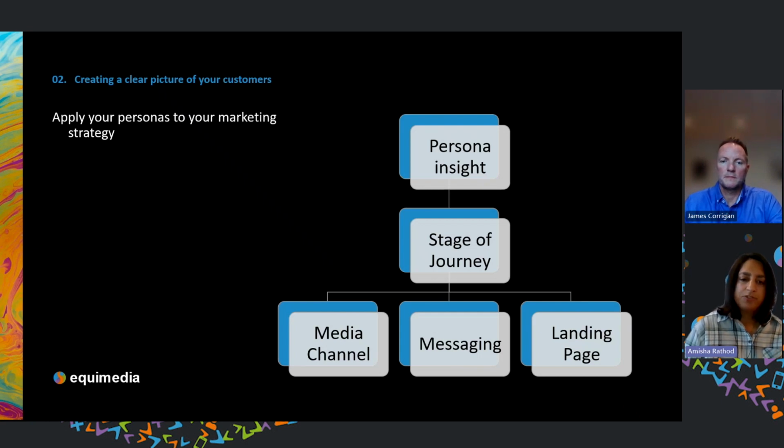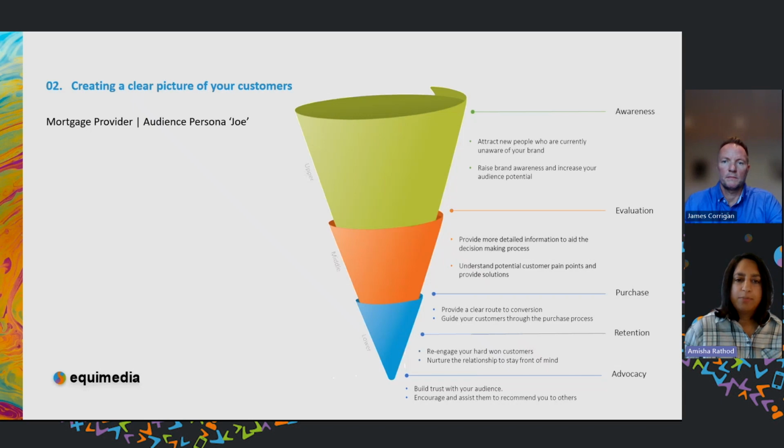You also want to make sure that you build in test and learn opportunities, particularly amongst your growth opportunity personas, so you can really understand how valuable and scalable those audiences are. So let's look at an example, and we'll use our persona, Joe, the first time buyer. At the top of the funnel, we want to make sure that Joe is aware of the brand and position the brand as the go-to for first time buyers.